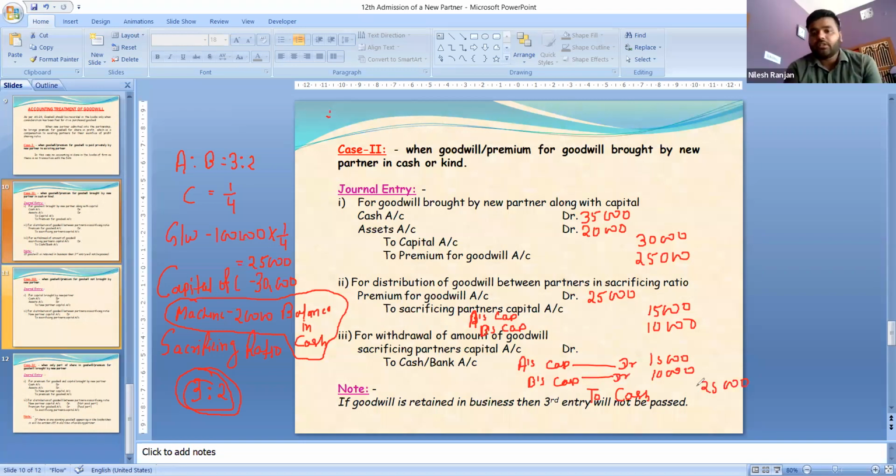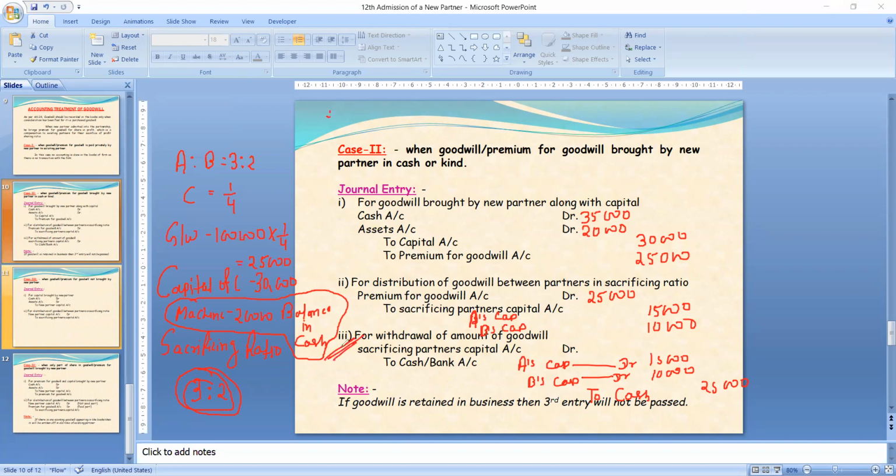So if they withdraw their amount, then we have to pass the third entry. But if they keep the amount in the business, then we don't have to pass the third entry. You can see this in the note. If goodwill is retained in the business, meaning we did not withdraw it, then the third entry is not required.